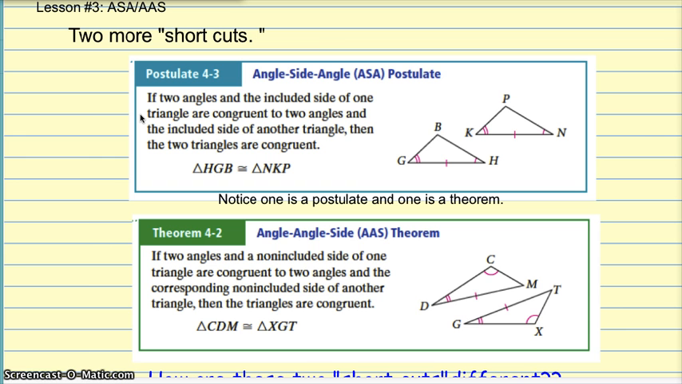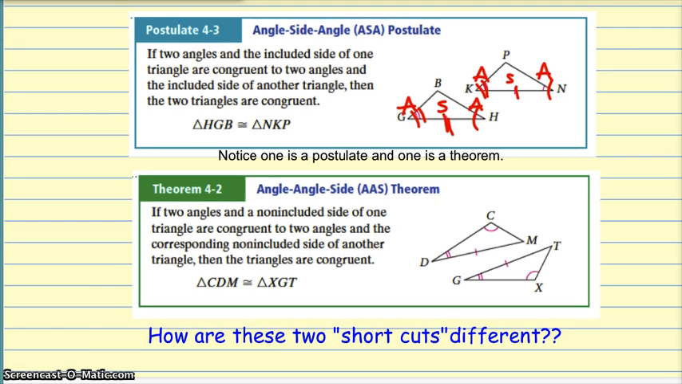This gets down to the root of the idea of included versus non-included. If you notice in the diagram, the side is between both marked angles. So your double angle, side, then your single. So if you can show that you have an angle, an included side, and a second angle congruent in the other triangle, then you can prove triangles are congruent.